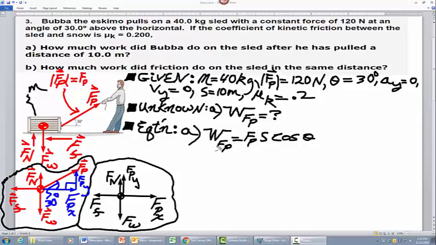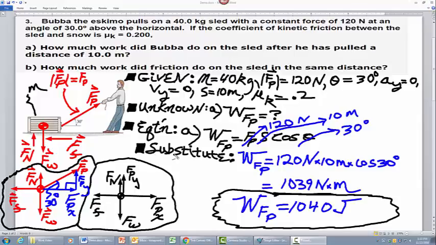The work by F sub p is magnitude of the pulling force F sub p times magnitude of the displacement S times the cosine of theta. Substitute and solve. The work by F sub p is the magnitude of the pulling force, 120 newtons, times the magnitude of the displacement, 10 meters, times the cosine of 30 degrees. Evaluating this, we get 1039 newtons times meters. We round to 3 significant figures, and this gives us that the work by the pulling force, or by Bubba, is 1040 joules, since a newton times a meter is a joule.